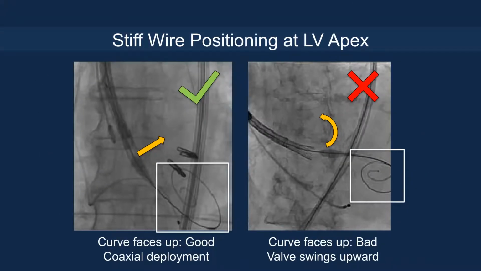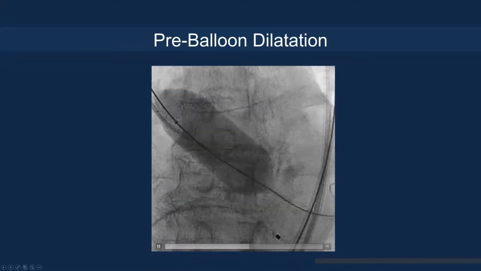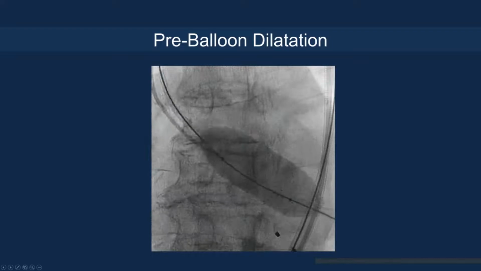So here's an example here on the left side. Your curve, you see here, faces up. Good coaxial deployment. You can see the delivery system here. You can see that here, the curve faces down rather, and this is bad because the valve will swing upward as you deploy the valve, so try not to do that. And you can see that here, we now have the balloon pre-dilatation.